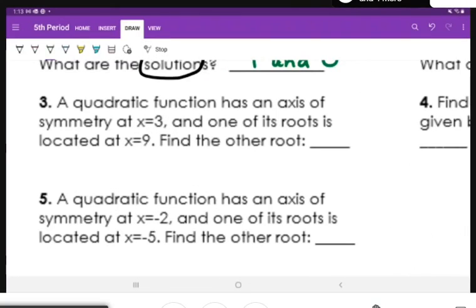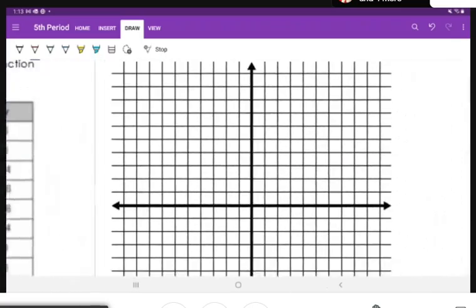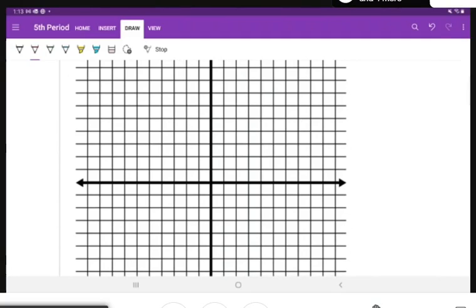Number 3 said, a quadratic function has an axis of symmetry at x equals 3, and it also has one of its roots at x equals 9. Answering this type of question might be easier if we can visualize it. So what I'm going to do is come over to a graph and try to draw what we just read. An axis of symmetry is a line that cuts my parabola in half. So if that's at 3, we have this line here at x equals 3, and this line should be exactly in the middle of my parabola.